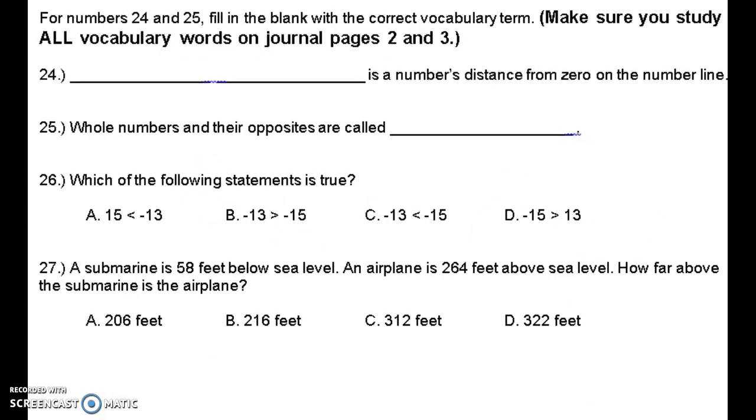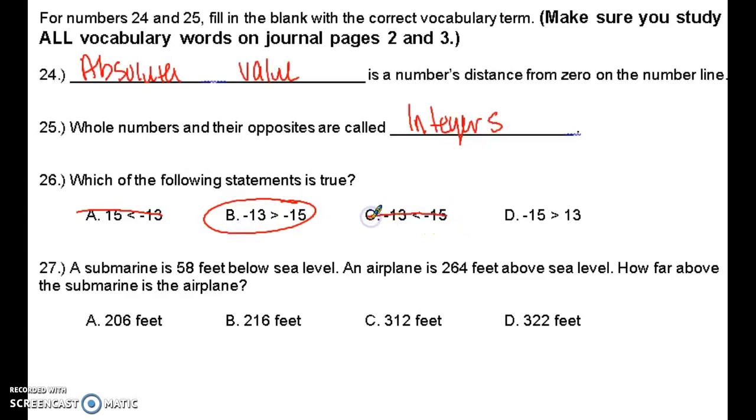For 24 and 25, fill in the blank with the correct vocabulary terms. The number's distance from 0 on a number line is absolute value. Whole numbers and their opposites are called integers. Which of the following statements is true? 15 is not less than negative 13. Negative 13 is greater than negative 15. Negative 13 is not less than negative 15. And negative 15 is not greater than positive 13.